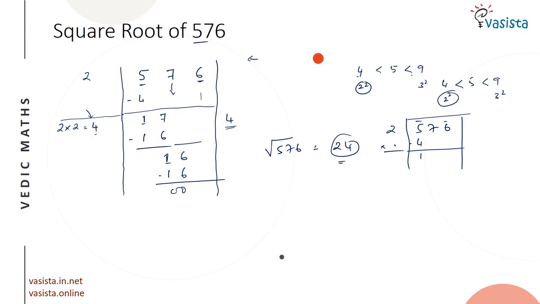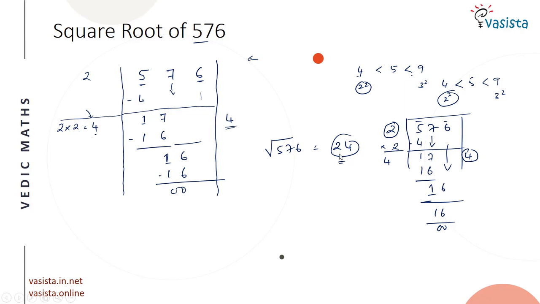Double this, or multiply by 2. 2 twos are 4, and here bring down 7. 4 fours are 16. So you are going to get 1 and 6. You can bring it down here. 4 square is nothing but 16. 16 minus 16 is equal to 0. So the answer for this, that is the root of 576, is 24.